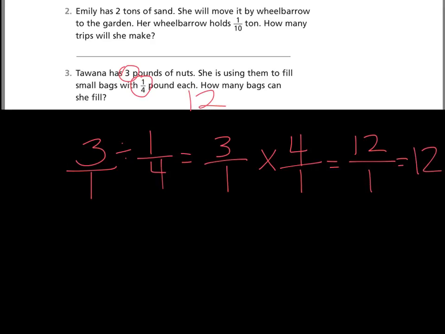We drew a picture to show that it was 12, and now we can show it with a mathematical equation.